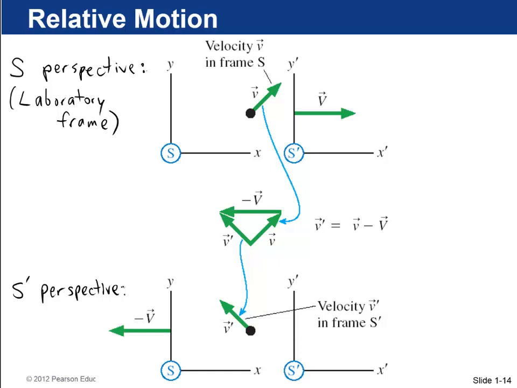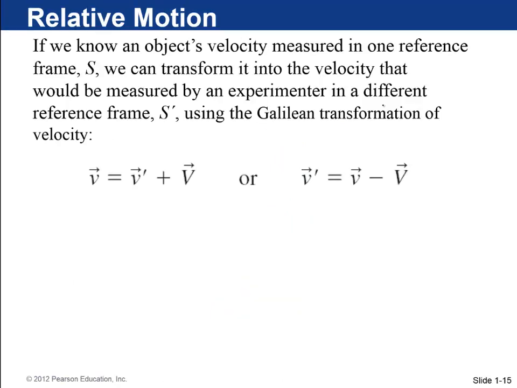Now if you look at the particle, you'll see that in the perspective of S prime, the particle is moving up and to the left. And there's an equation there: v prime, the velocity of the particle in the S prime frame, is v minus V. So the velocity in the S frame minus the velocity of the S prime frame relative to the lab. An alternative to that equation is v, without the prime, is v prime plus capital V.